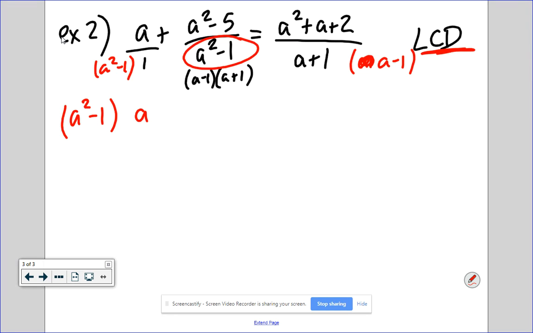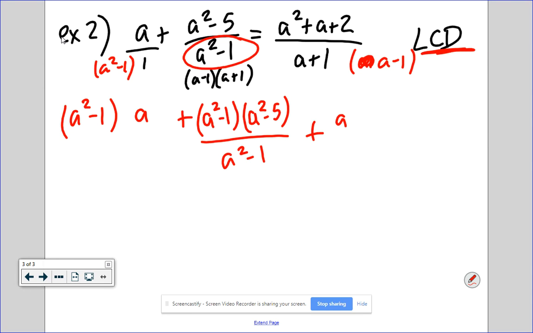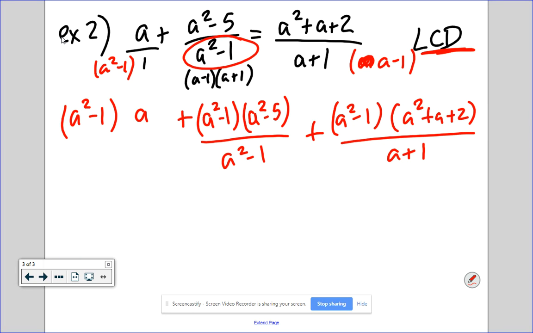So the first one is that. The second one, well, it's already a squared minus 1, so I'm going to multiply the top by a squared minus 1, and that's all over a squared minus 1. And then the third one, same thing: a squared minus 1 times a squared plus a plus 2 over a plus 1. So far, pretty straightforward. And this first one is over 1. So now I want to try and cancel my denominators. That's the whole goal here.